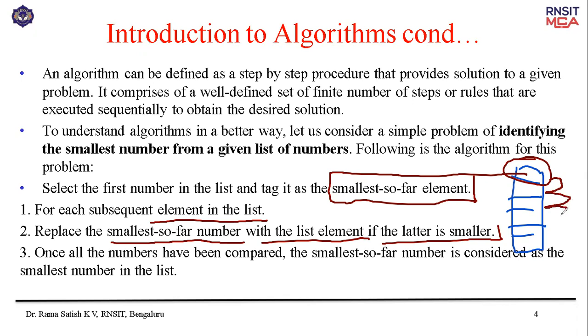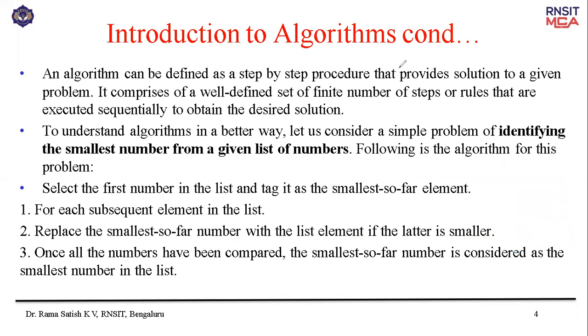Similarly, you compare the third, the fourth, the fifth, the sixth, the seventh. So as long as there are elements in the list, you will keep on comparing, and if you find a smaller number, you replace it. Once all the numbers have been compared, the smallest-so-far number is considered the smallest number in the list. So this is a simple example we can do.